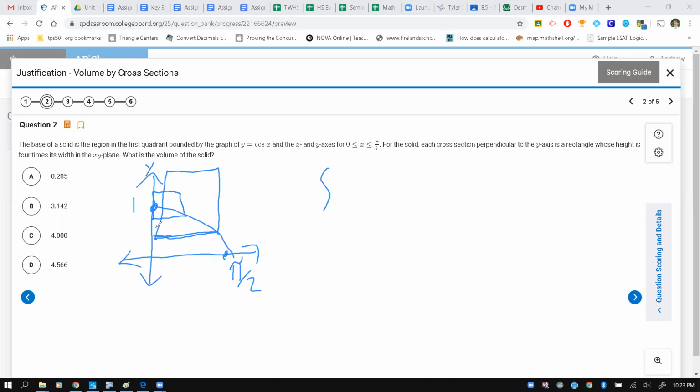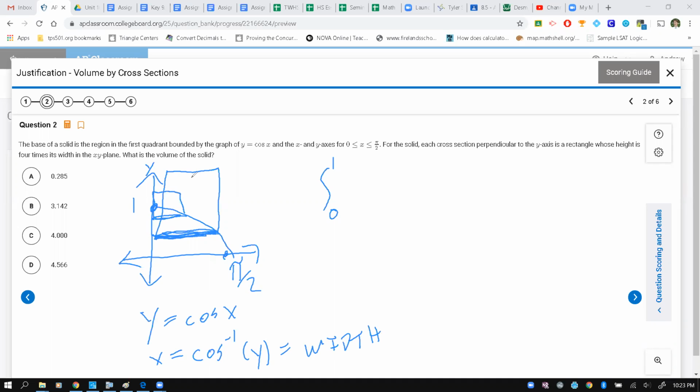Since this is perpendicular to the y-axis, we're going to integrate with respect to y, which means the limits range from 0 to 1. Let's find the width of this rectangle. The width is this function minus 0, but in terms of y. If y is equal to the cosine of x, we solve for x by taking the inverse cosine of both sides. X would be the cosine inverse of y. So that is the width of the rectangle.